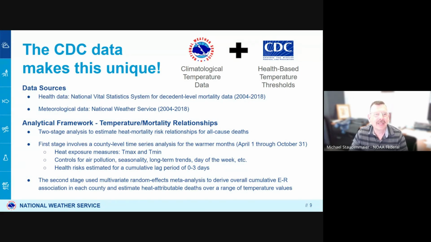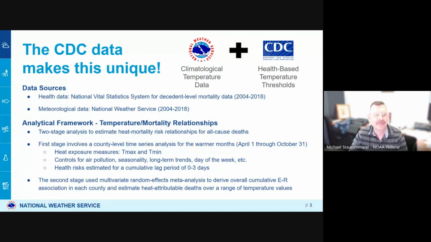I don't have the time to get into the specifics of the epidemiological methods that were performed, but these are considered state-of-the-art methods within the heat health community. Mortality-based exposure response profile curves were generated for both max-T and min-T. Air pollution, seasonality, long-term trends, and day of the week were just some of the parameters that were controlled for in the model. Lastly, health impacts were estimated for a cumulative lag period to account for the delayed effects associated with heat exposure.